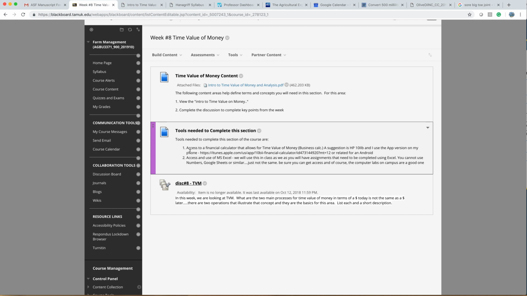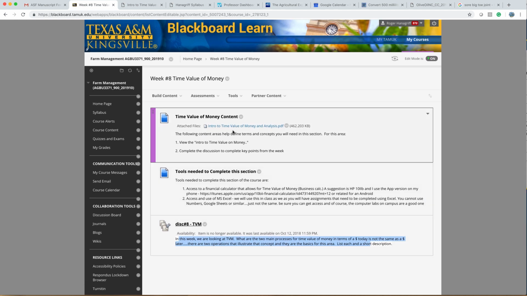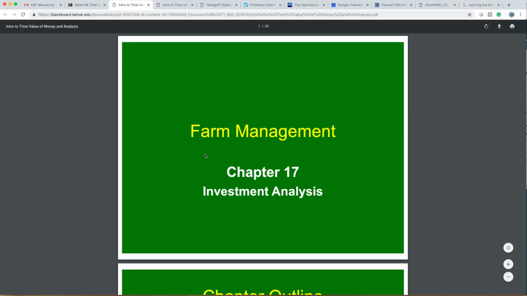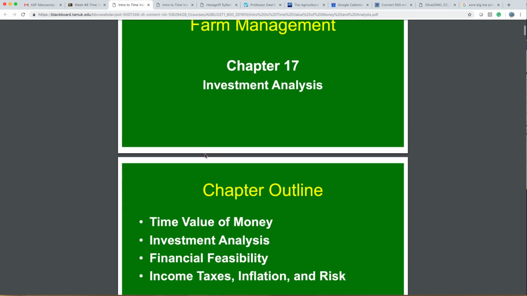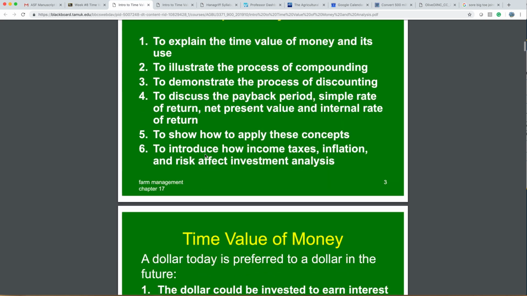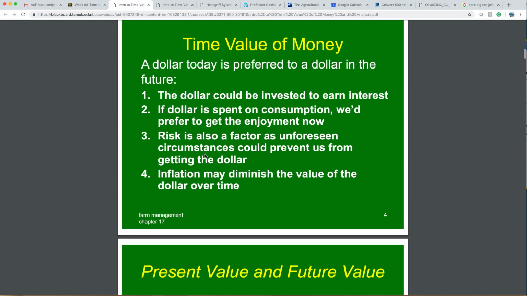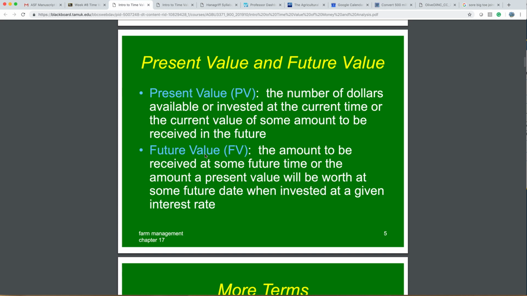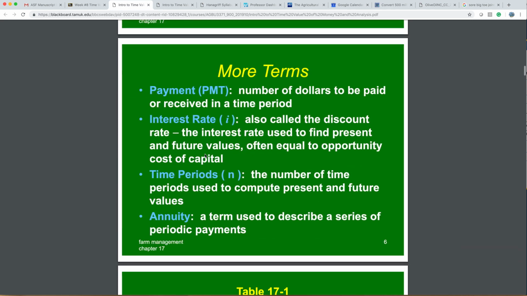We've got some information here about the calculator and making sure you get access to Excel. Our discussion, those are good test questions for me to pull, but really the main concept is time value of money, and this covers quite a bit of the content for Exam 2. And then the rest of the week is just showing you how to do this. If we go through here, this outlines the concepts of time value of money, our objectives, a little bit about the dollar values, present versus future, more terms like payments, rate, and periods.